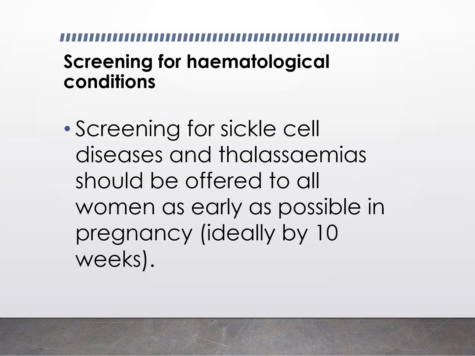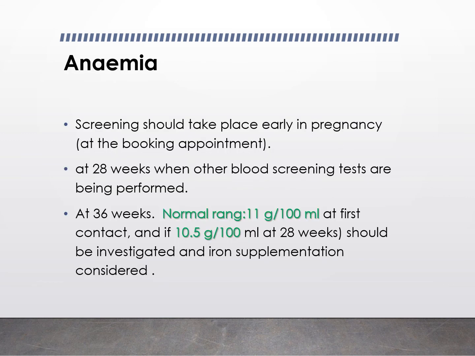Screening for hematological conditions. Screening for sickle cell disease and thalassemia should be offered to all women as early as possible in the pregnancy, ideally by 10 weeks. Anemia screening should take place early in the pregnancy at the booking appointment. At the booking appointment, very important, a hemoglobin test is done routinely for the newly registered pregnant woman, at 28 weeks when other blood screening tests are being performed, and at 36 weeks. Normal range is 11 gram per 100 milliliter at the first contact. If it is 10.5 at 28 weeks, it should be investigated and iron supplementation considered.